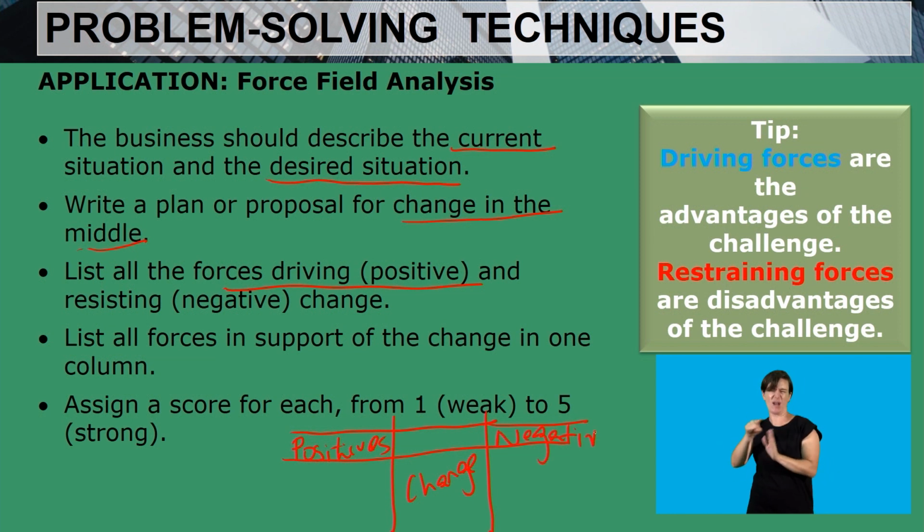Right, we've got our negatives here. So you list all the forces in support of the change in one column. Right, so who wants change? Who is advocating for change? It's the management. So what is it that you want? You write the positives. Remember, we are evaluating this. Right, this is what we want. And then the negatives, you write the negatives this side.